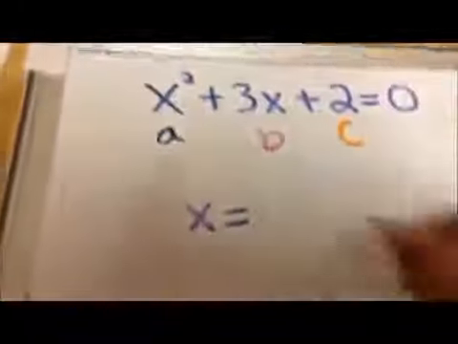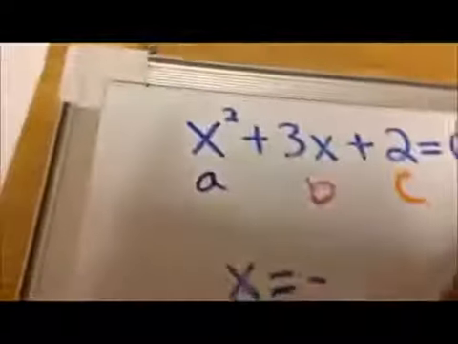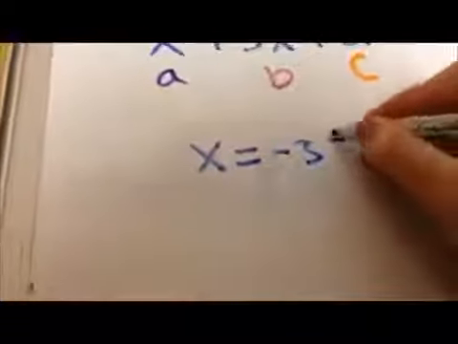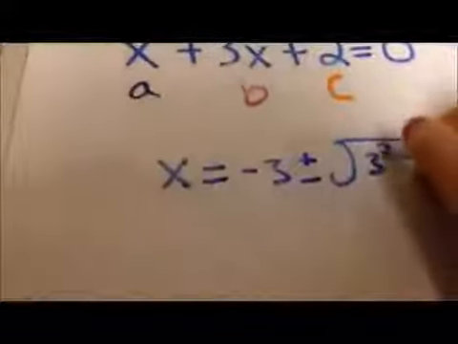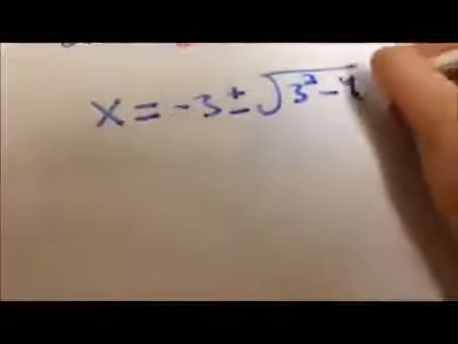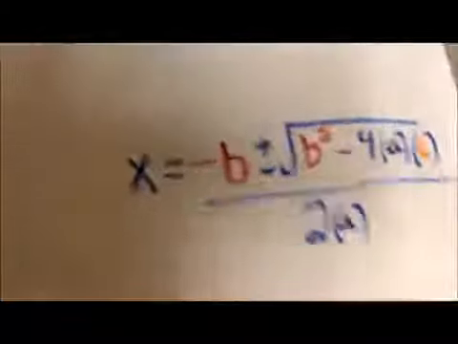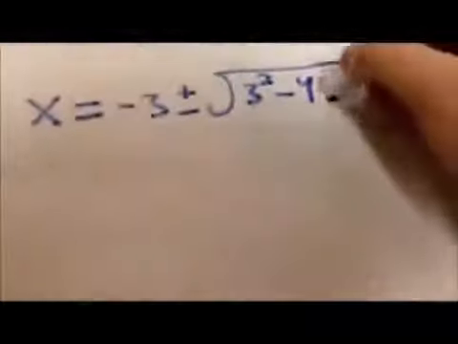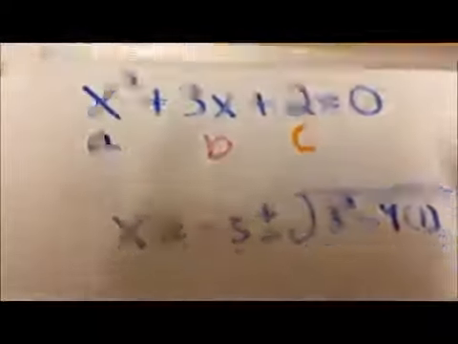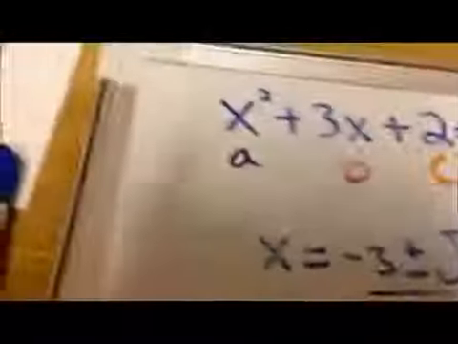So that will be x equals negative b, and our b is 3, plus or minus the square root of b squared, so that's going to be 3 again, 3 squared, minus 4ac. So our a is going to be 1 because there's nothing in front of the x, and then our c is going to be 2, all over 2a, which is going to be 2 times 1.